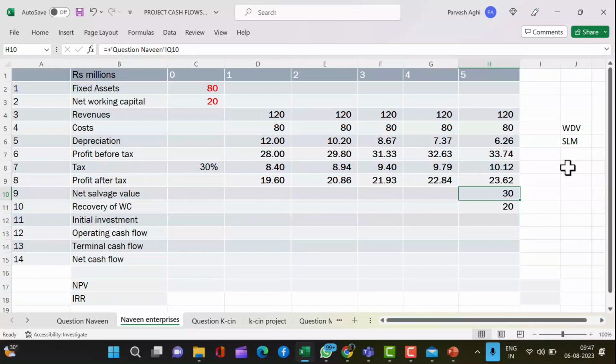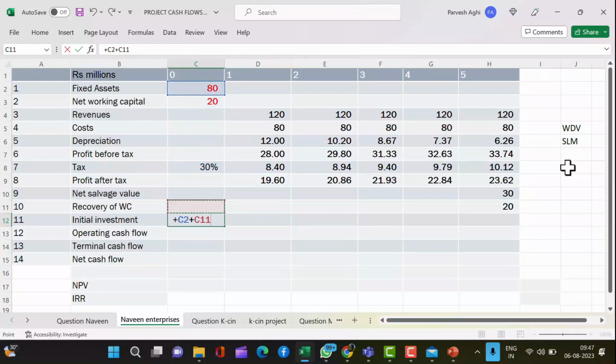Is that okay? Then recovery of working capital. That working capital which you have spent at the start of the project, you're going to recover at the end of the 5 years. Now you can just put this cost. In the initial investment, how much is it? This 80 and 20.